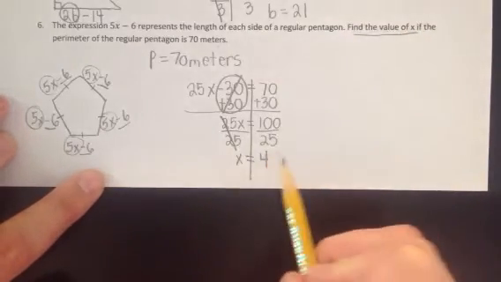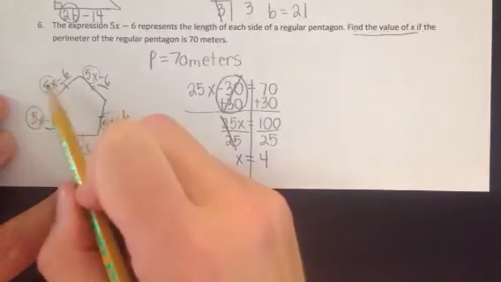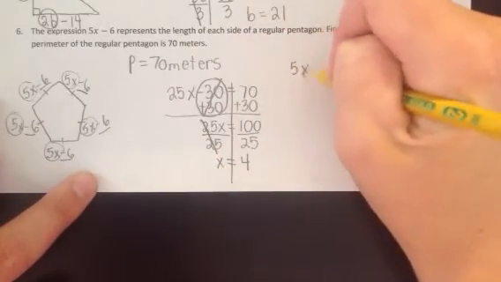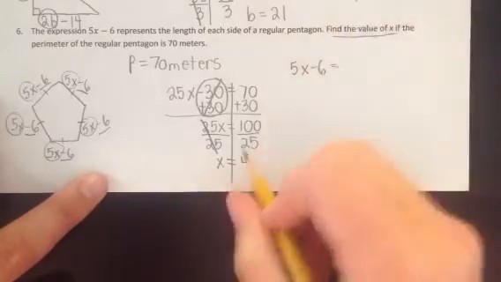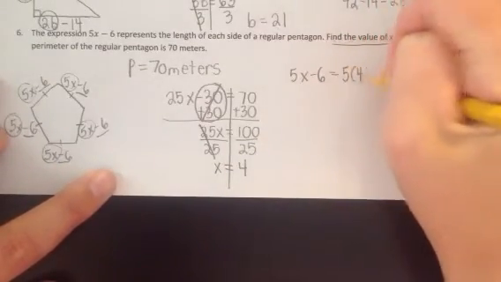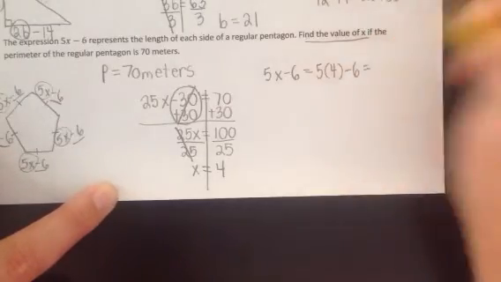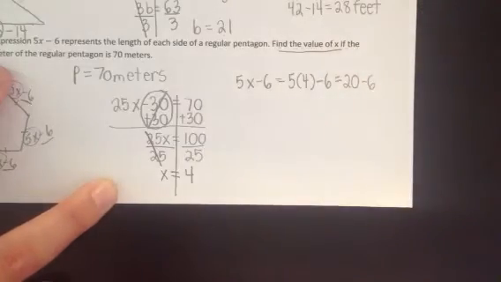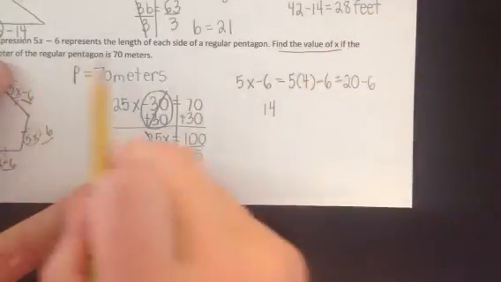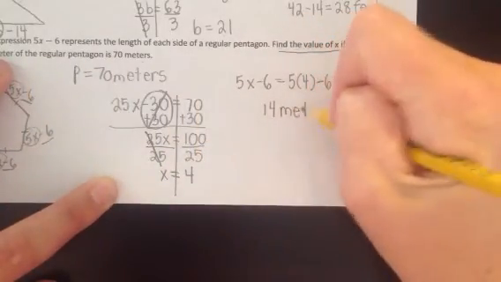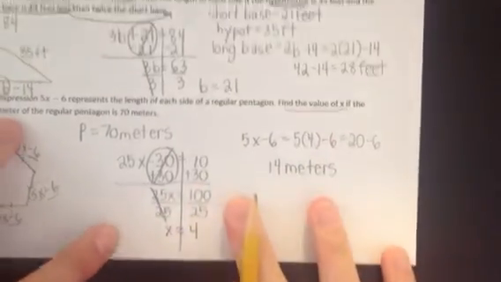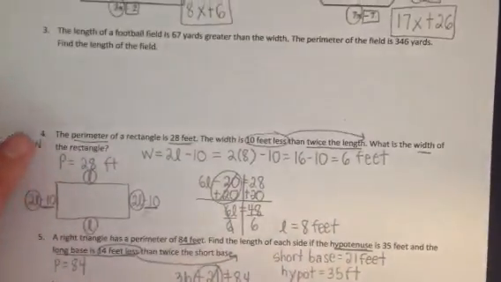X equals 4. If it asked, we could take this 4, plug it in. So let's just go ahead and practice. If the side is 5x minus 6, plug in x, we get 5 times 4 minus 6. 5 times 4 is 20, so 20 minus 6. So we know the sides are each 14, what was the meters? Each side is 14 meters. I want you to go ahead and go back and try number 3 on your own, now knowing how to do these.